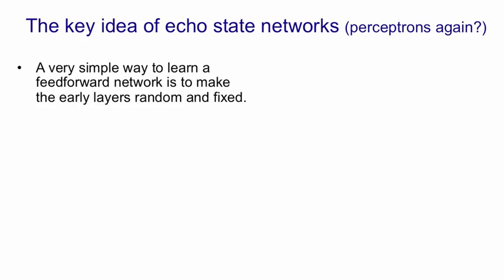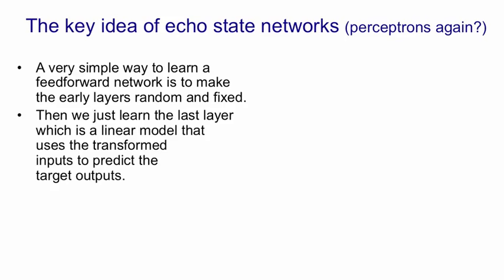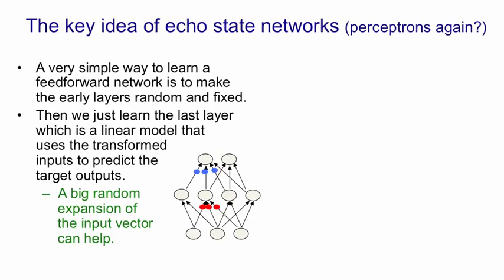So a very simple way to train a feed-forward neural network is to make the early layers of feature detectors just be random. You put in sensible-sized random weights, and then all you learn is the last layer, so that you're learning a linear model from the activities of the hidden units in the last layer to the outputs. And of course it's much faster to learn a linear model. This relies on the idea that a big random expansion of the input vector can often make it easy for a linear model to fit the data, when it couldn't fit the data well just looking at the raw inputs.